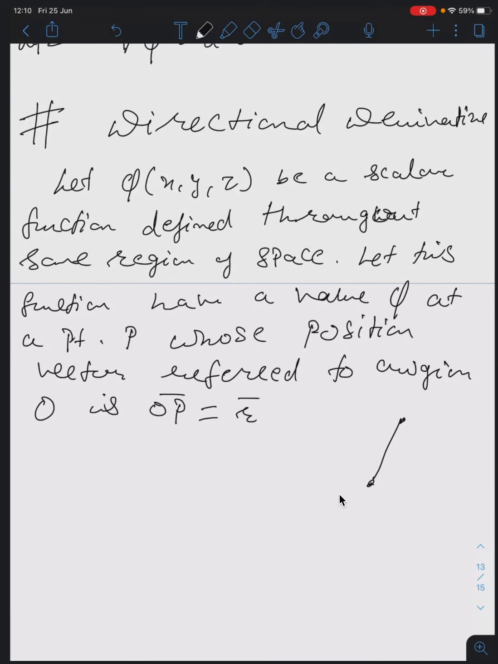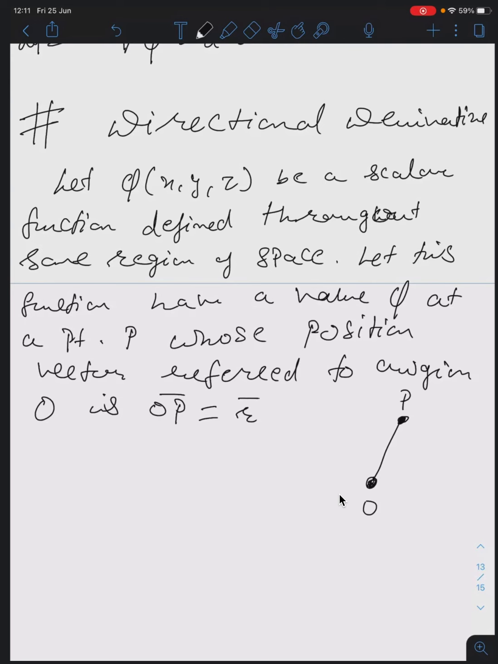Phi is a scalar function, and this function has a value phi at some point P. So suppose this is a point P. At this point P of XYZ, you have some value phi, whose position vector referred to the origin O is OP bar, which is nothing but R bar.